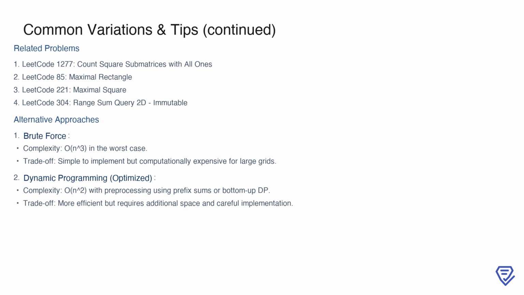When it comes to alternative approaches, the brute force method is a straightforward starting point. It involves iterating through all possible squares and checking their borders, but the drawback is its n cubed complexity, which becomes inefficient for larger inputs. On the other hand, a dynamic programming approach can optimize this process. By using prefix sums or a bottom-up DP strategy, you can reduce the time complexity to n squared. This method is more efficient, but it does require additional space and careful planning during implementation.